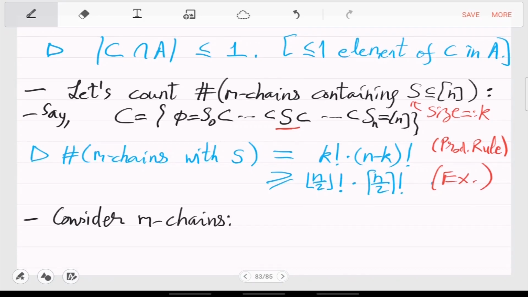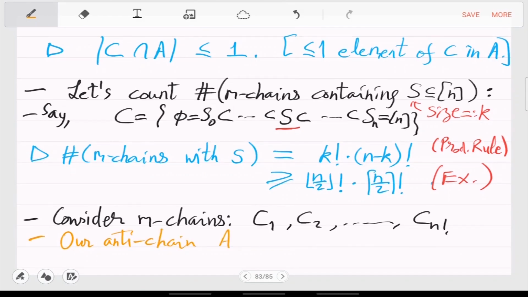So let's give them names. First is C1, second chain is C2, and we know that there are n factorial many chains, right? So let's number them like this: C1, C2, Cn factorial. And your anti-chain is A, which is a collection of subsets, right? So let's call the subsets S1, S2, and S sub A.